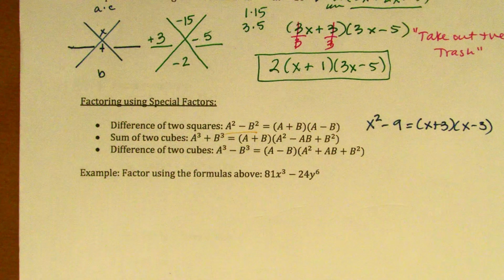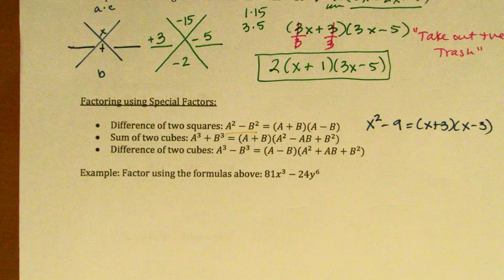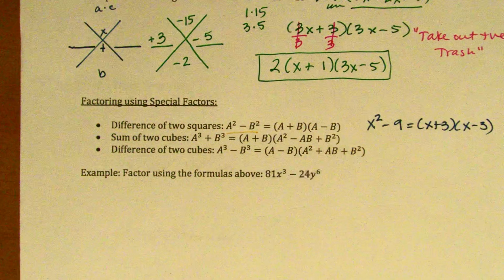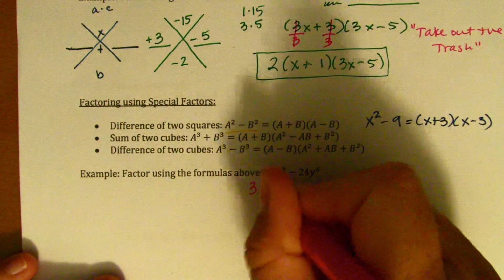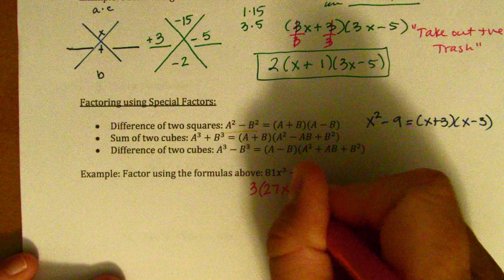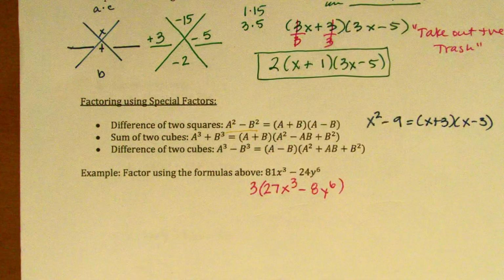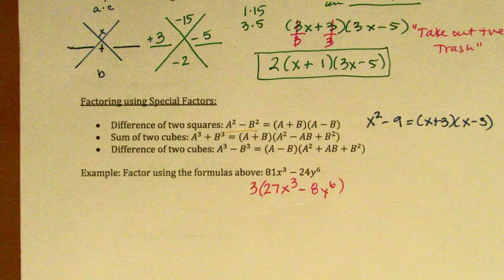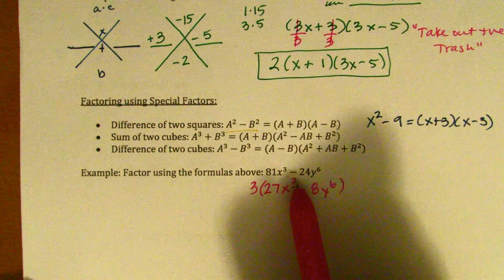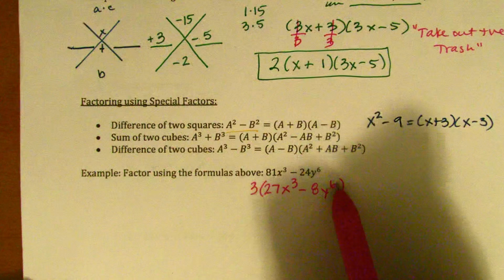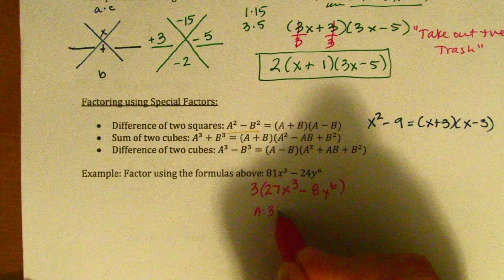Now, just like every other problem we've looked at, we always want to make sure that we are taking out the common factor first. So 81 and 24 have a common factor of 3. And we're left with 27x cubed minus 8y to the 6th power. And then I'm trying to figure out what are my a values and my b values. A, in this case, is going to be the cube root of this term, and b will be the cube root of this term. Well, a then is 3x.